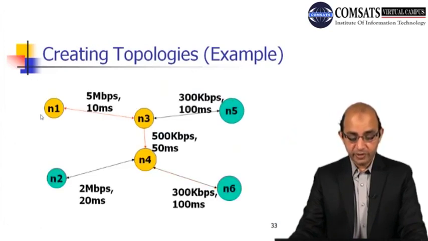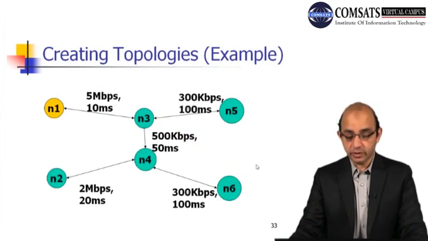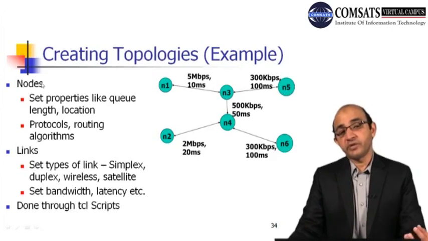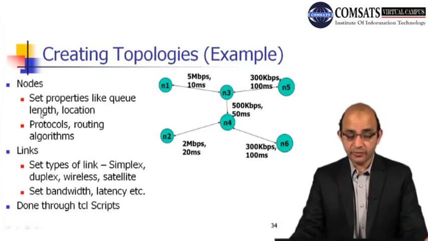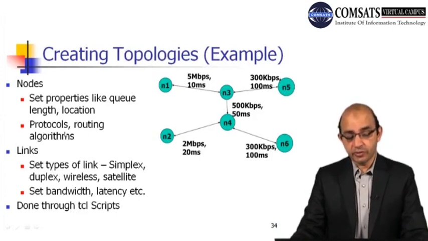And set properties like queue length. Here I have mentioned drop tail, that is the queue type. That was not the traffic type, it is the queue type, right? So queue length, location, and protocols. We are interested in routing algorithms, so whenever we are defining a node, we have to set all these properties: the queue, the length of the queue, the location, the protocol we are going to use, and the routing algorithms.